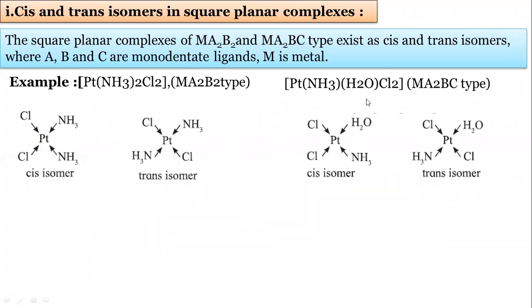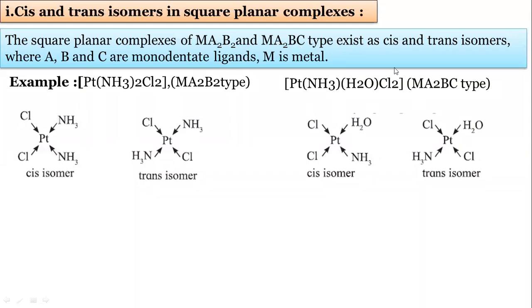So this ammonia is single. This may be B, this H2O is C, and this Cl2 means A2. So this ammonia is a different ligand, H2O is a different ligand, and Cl2 is a different ligand. So there are three different ligands in this. The complex is like this, Ma2BC type. A2 means there are two monodentate ligands that are the same, and B and C are different ligands.